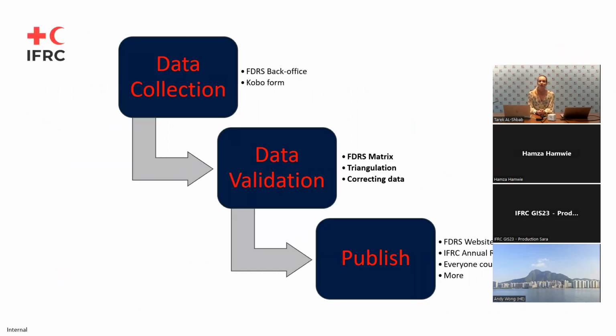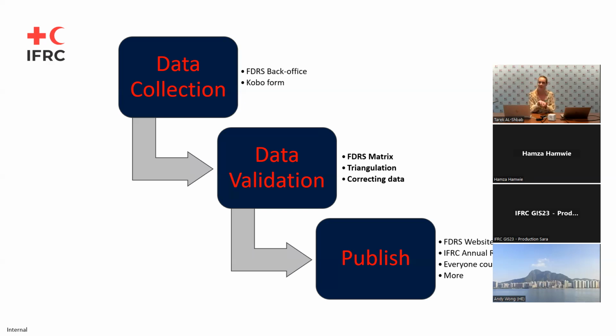As we mentioned, we have numerous data collection processes, and each of our data collection processes undergoes this same standard process. But again, we'll just be focusing on our FDRS annual data collection. First of all, we start off with the data collection. In this section, each national society will manually input their data either in our FDRS back office platform, where they can enter their data, or they will email us a COBO form with their data inputted, and then we can upload their data to the back office.